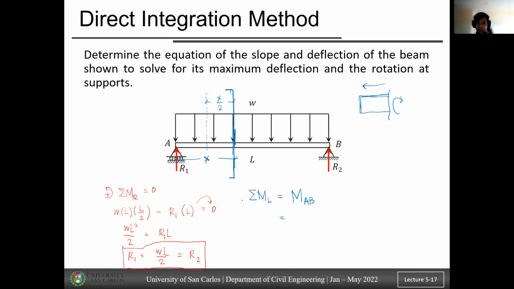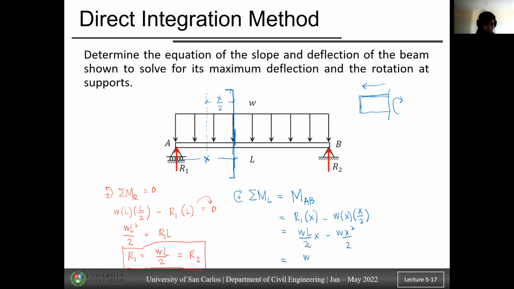Okay, so let's say our sign convention would be the opposite, so positive clockwise, ha? So again, it won't matter as long as you properly designate your sign convention. Okay, so taking moments on the left part of the cut section, you're going to have R1 times x and then minus W times x over 2. So now R1 is WL over 2. WL over 2 times x minus WX squared over 2. And then this would be our moment.